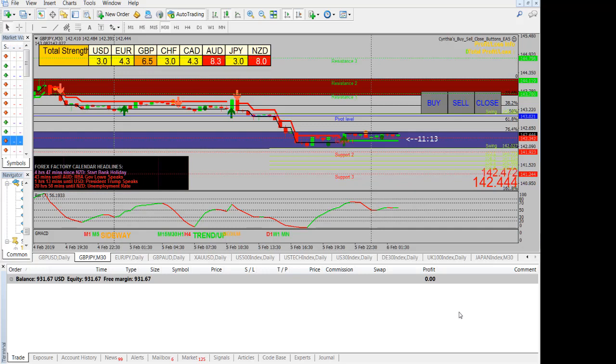So those are the most important features of the Pro Advanced Currency Strength Meter template. I provide email support if you have questions, and I certainly do encourage that.